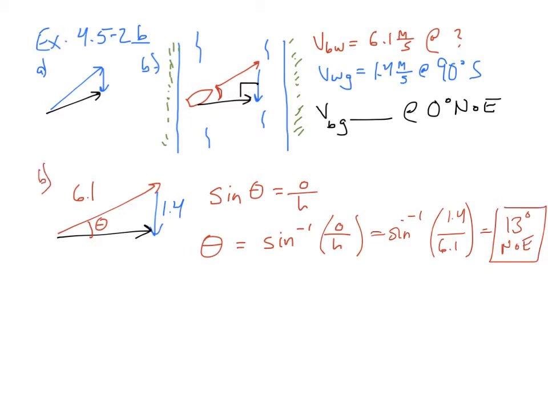Because B is really asking us, what's the direction? We're told that the magnitude of the boat moving through the water is the same, and the water's magnitude and direction hasn't changed. So we want to turn this into a right triangle, assuming the boat is going to go straight across the river. And that helps us to find our angle right there, 13 degrees north of east.